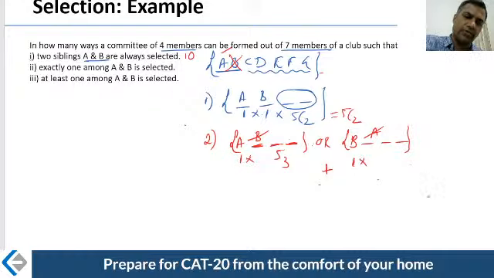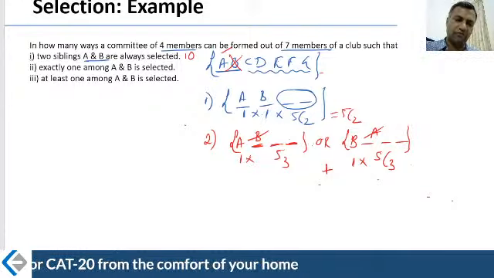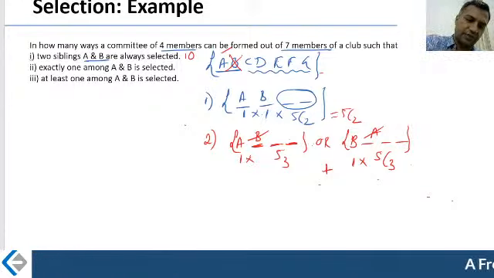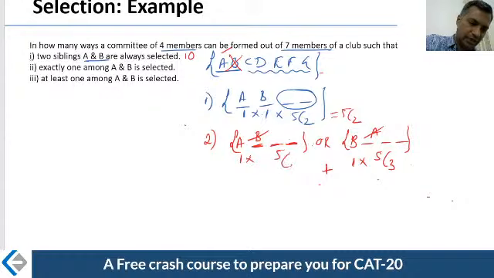Same thing goes here. B gets selected in one way. A is rejected. Therefore, you are going to select 3 out of the remaining 5 people. Therefore 5C3. So you are writing it as 5C3 into 5C3, right? That is 10 plus 10, 20 ways. That's what you would be saying for the second one.